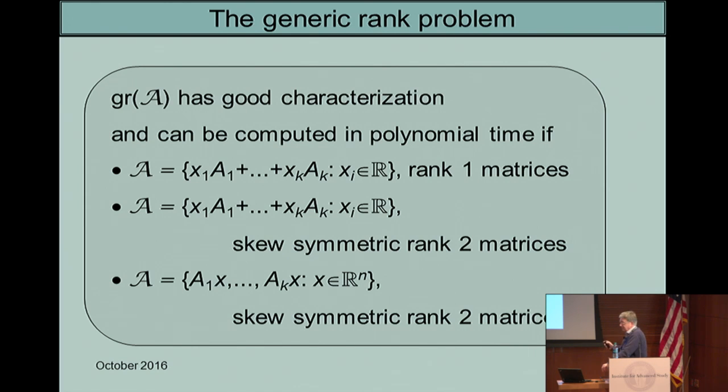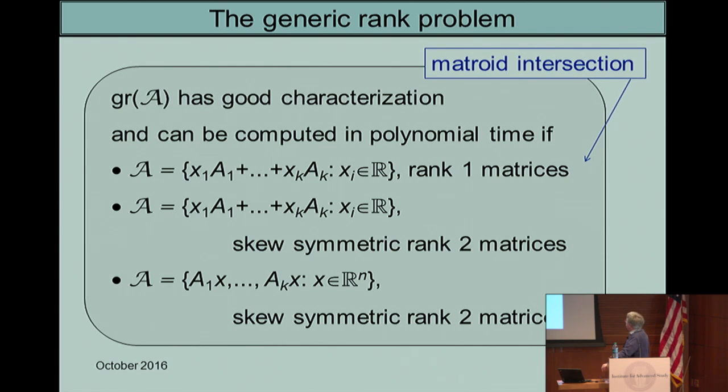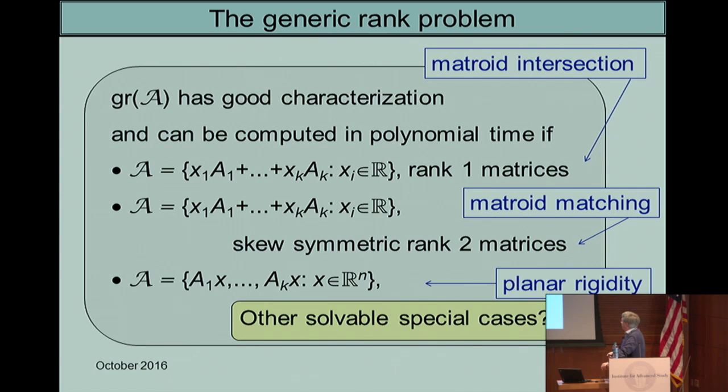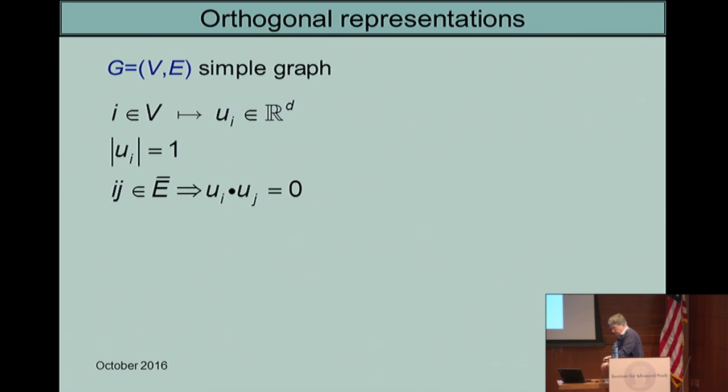If you know any other general cases when this generic rank problem can be solved, I would be very interested. These have been known for 30 years, and I haven't seen any progress. By the way, the first one is really matroid intersection in the linear case. The second one is equivalent to matroid matching. Again, linear case, but matroid matching is only solvable in the linear case. And the third one, we'll meet it. It's related to planar rigidity. Okay. So this is a question. So let me introduce a notion.